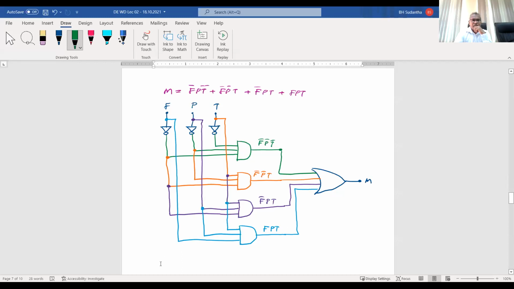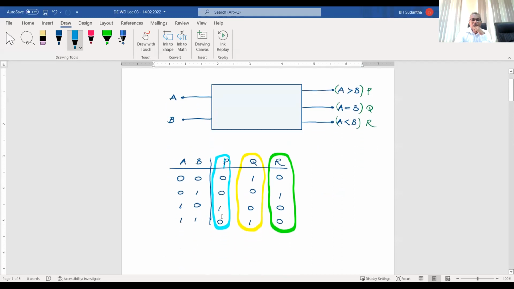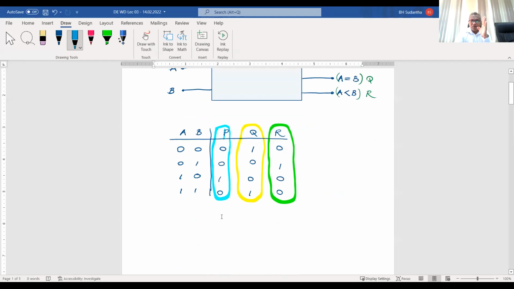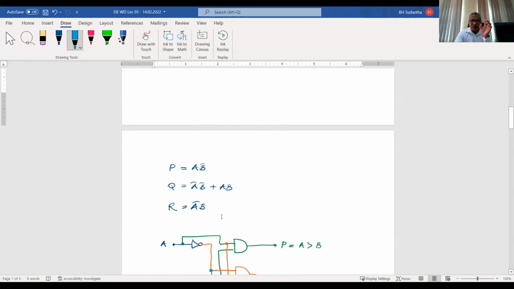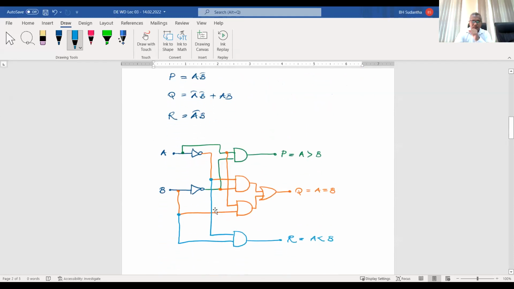Then when you come to today's problem, here we have 2 inputs and 3 outputs. Because we have 3 outputs, we have 3 output columns. For each and every column, we have to write an output equation. Here we have written 3 output equations. Then we have to draw the circuit having 3 outputs. Starting from A and B, we make P first, then Q, and then R. We have 3 output points. Is it okay?